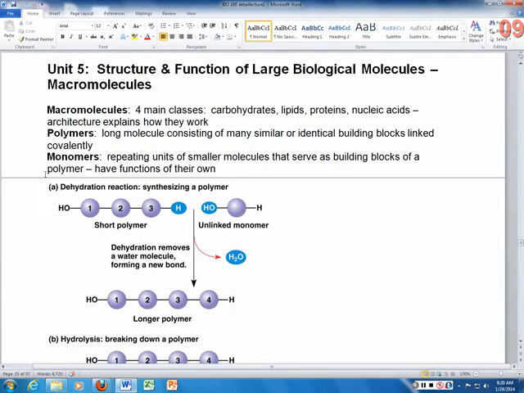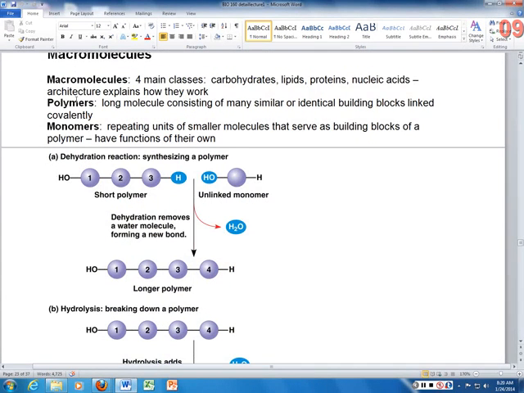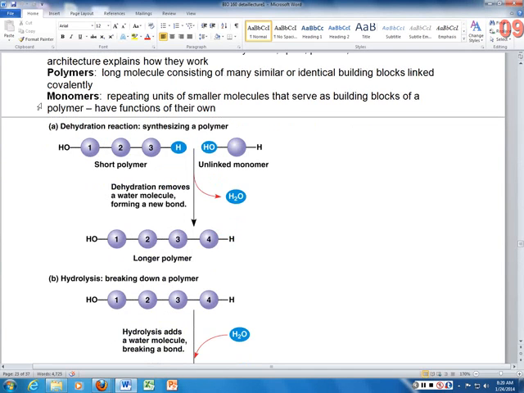Okay, so with Unit 5, now we're looking at the large biological molecules or macromolecules. These are going to fall into 4 main classes: your carbohydrates, lipids, proteins, and nucleic acids. The nucleic acids are what your genetic material is made of. So these are going to get into some things that are a little bit bigger that you actually think about being in cells. You think about eating carbohydrates, lipids, and proteins. Most of them are going to be polymers, which means it's going to be a long molecule that's going to be made up of many similar blocks.